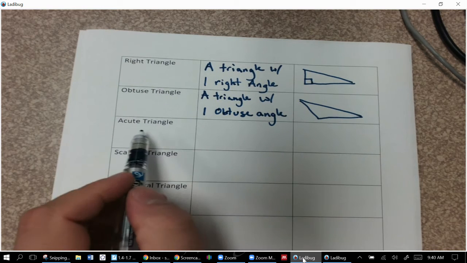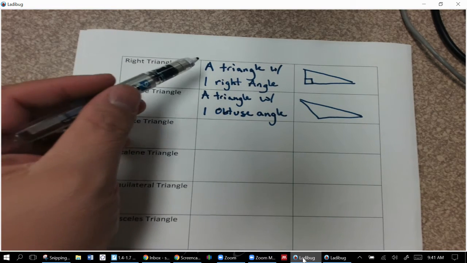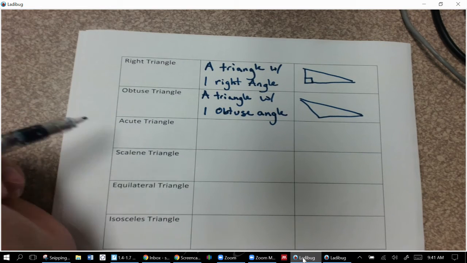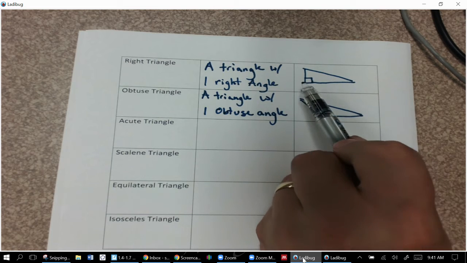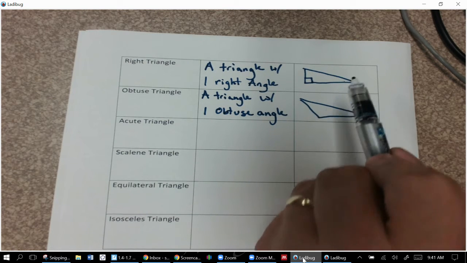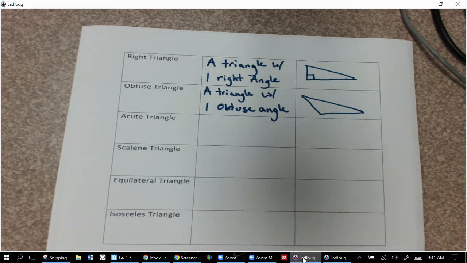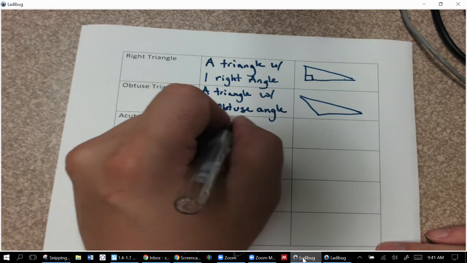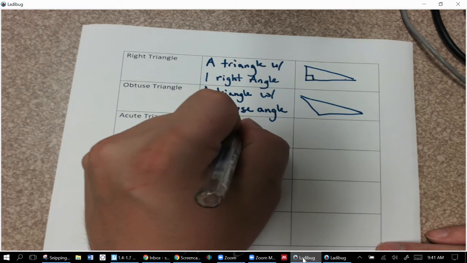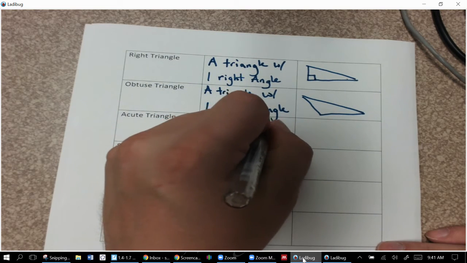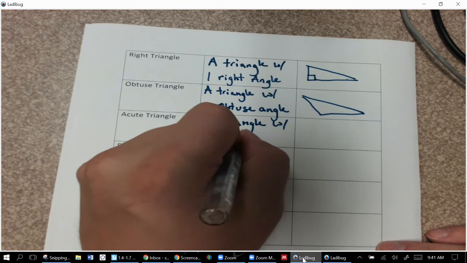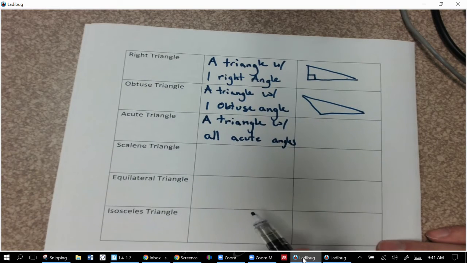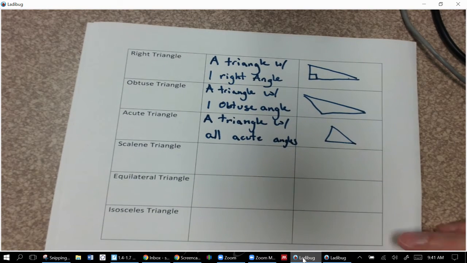Now, an acute triangle. If you're following this pattern, you're going to think, well, an acute triangle would be a triangle with one acute angle. But take a look at these. There's an acute angle, there's an acute angle, there's an acute angle, there's an acute angle. So an acute triangle has to have not just one, not just two, but actually all. So a triangle with all acute angles. And so that's going to look something like that.